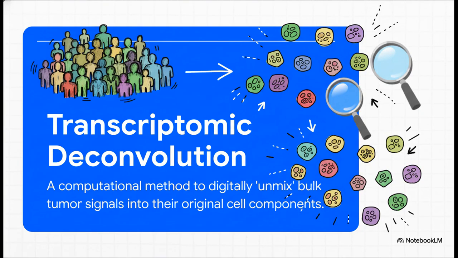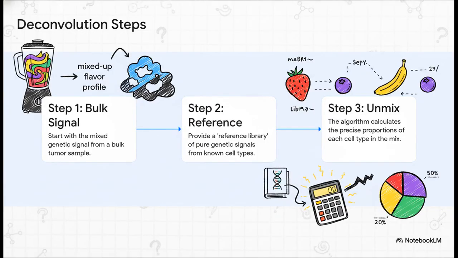It's called transcriptomic deconvolution. Now, I know that sounds complicated, but stick with me. The transcriptome is just all the genetic messages flying around inside a cell. It tells you what that cell is actually doing right now. And deconvolution? Well, that's just a fancy word for unmixing. So you put it together, and it's basically a smart algorithm that can take our blurry photo of the crowd, that bulk tumor data, and digitally identify every single person in it, telling us not just who's there, but exactly how many. Okay, so how does this magic actually work? Let's go back to our smoothie.